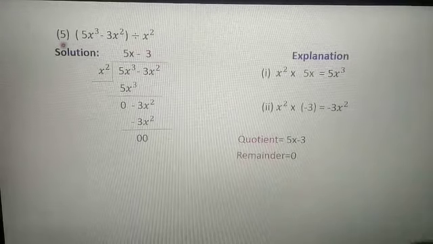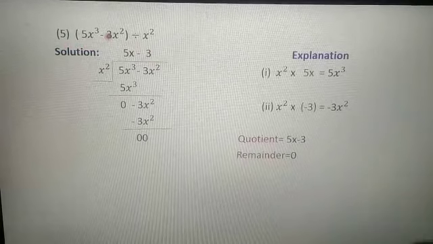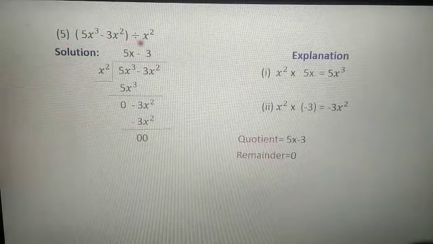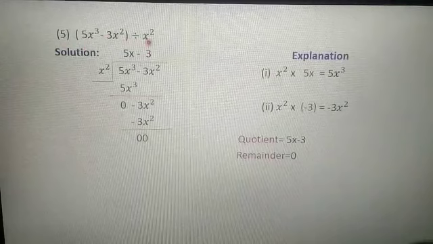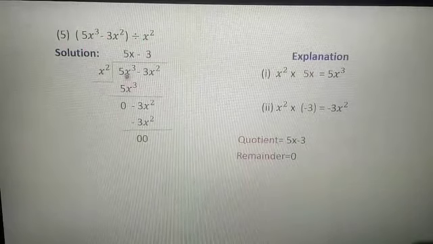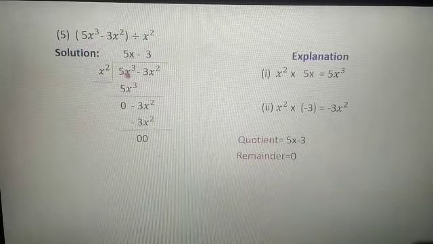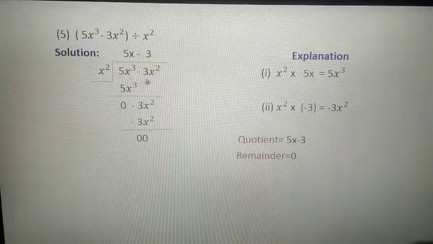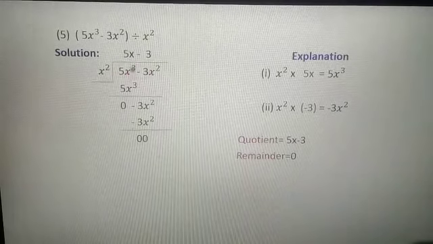Now children, let us see the fifth sum. 5x cube minus 3x square is divided by x square. Now let us divide. First, here in the polynomial there are two terms, 5x cube minus 3x square. So let us divide one by one.